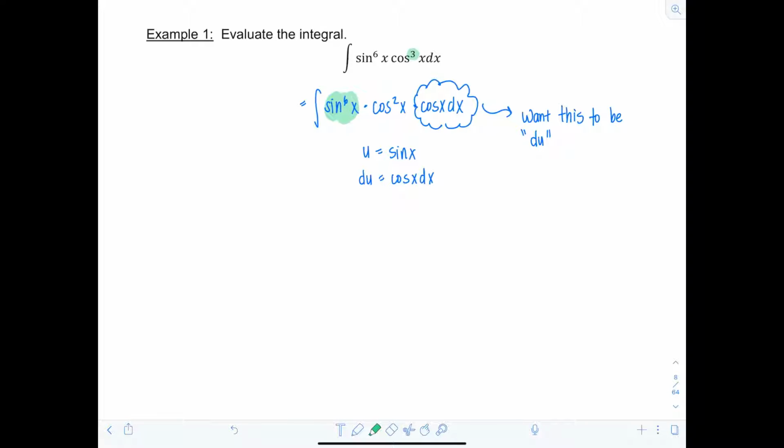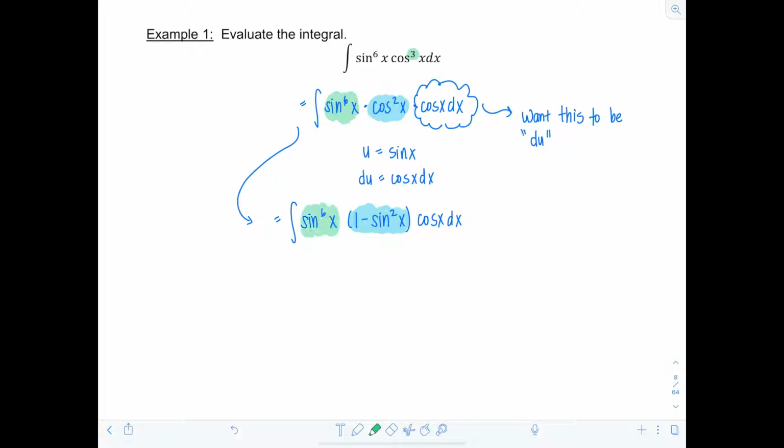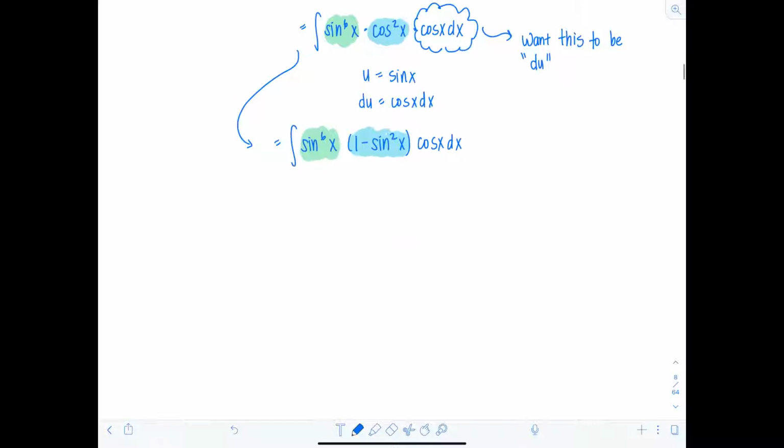That would be u to the 6th. But wait a minute. Cosine squared x, I have to rewrite that in terms of sine so I can make my u substitution. Well, we've got our Pythagorean identities. So I'm going to have sine to the 6th x, and I'm going to replace that cosine squared with 1 minus sine squared x. And then leave cosine x dx because that's going to get absorbed as du. So there's where my cosine squared x went, and then leave the sine to the 6th x there. Don't do part of the substitution and then leave other parts still in terms of the original variable. Do you get what I'm saying? Don't have u's and x's mixed at the same time. That's not proper.